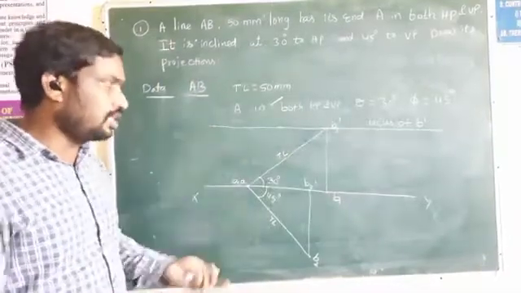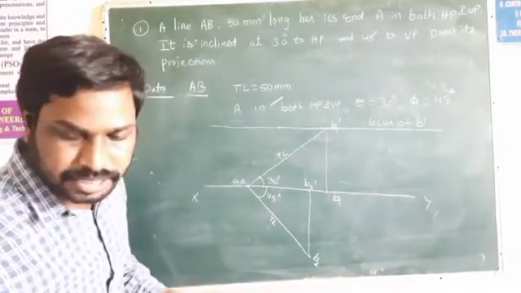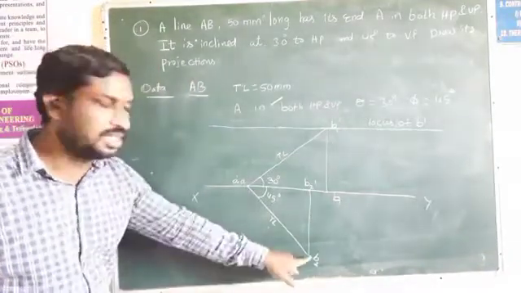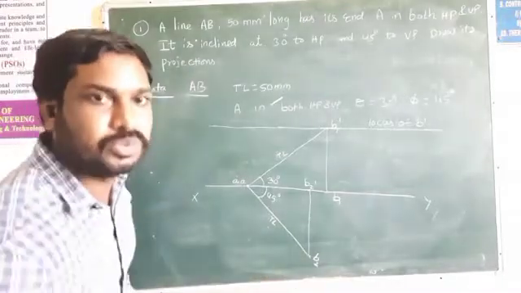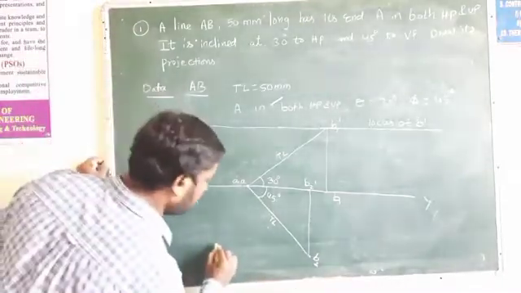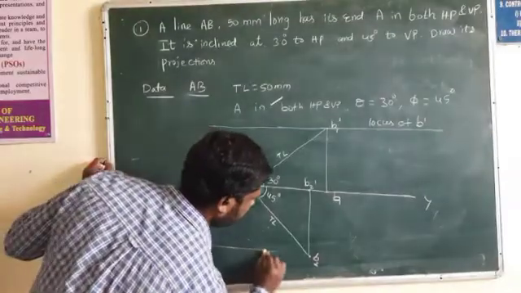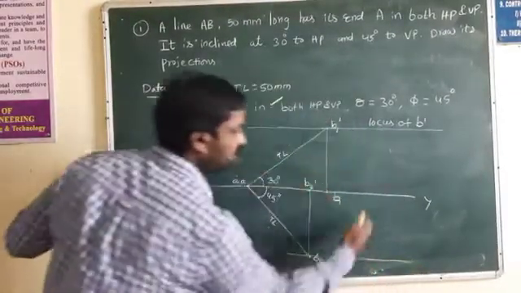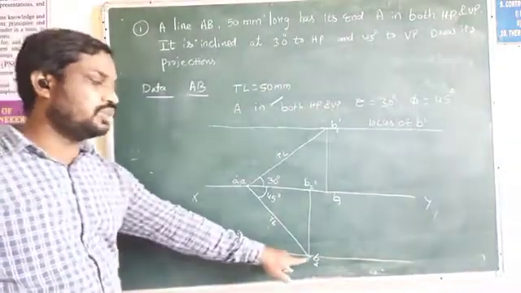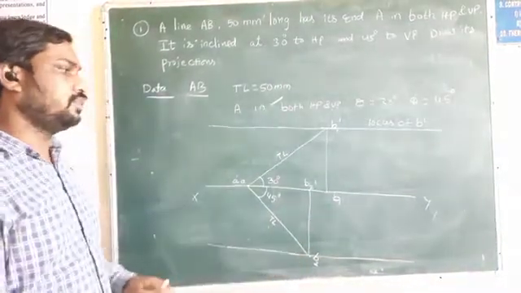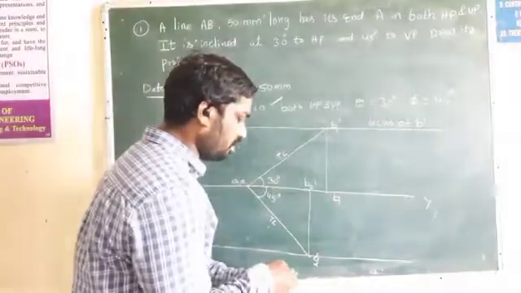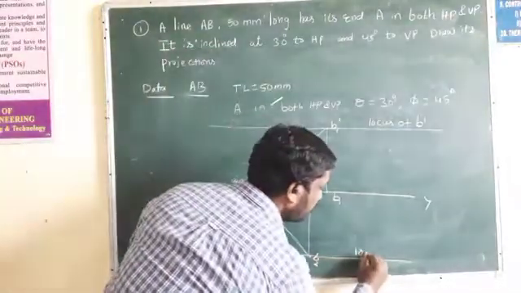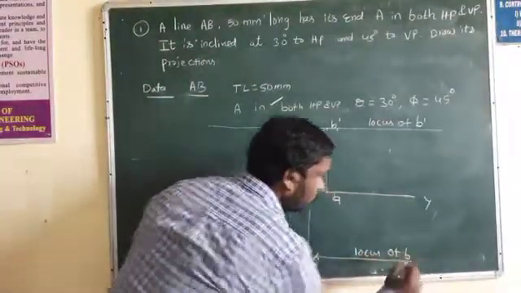Okay. Now here also, locus of B. There is the ending point. This is the ending point B2. Okay. So now draw the straight line which is parallel to the XY line and it is passing through the ending point B. So this is of what? Locus of B. Locus of B.